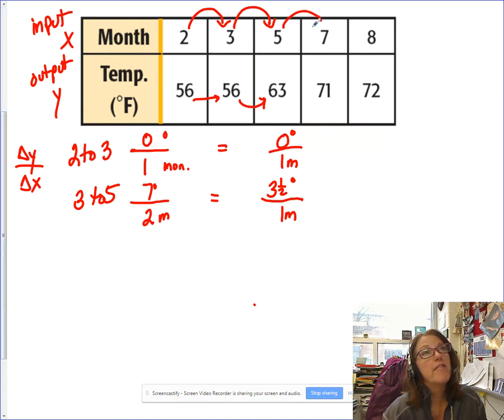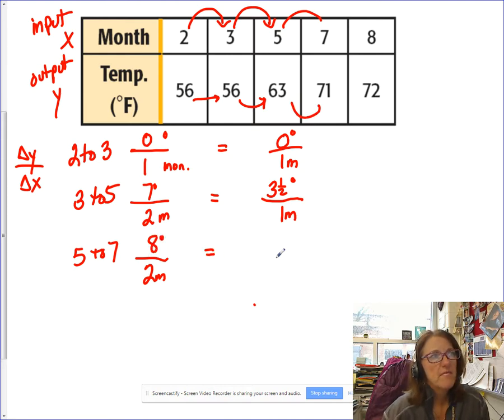All right, from month 5 to month 7. Let's take a look here. 5 to 7, that's 2 months' time. And this time it increased 8 degrees. Let's simplify this into a unit rate so you get 1 month's time. This would be 4. These two are really close: 3.5 degrees in a month, 4 degrees in 1 month. But this one is a little larger, which means it's going to be a little steeper.